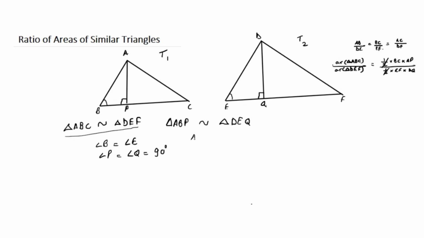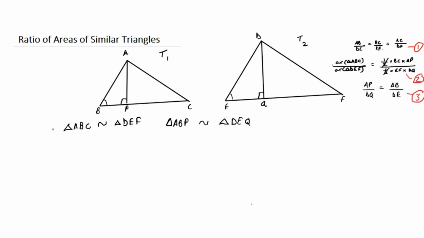which also brings us to the relation that AP, which is the height of the first triangle, over DQ, which is the height of the second triangle, will be equal to AB, which is one of the sides of the first triangle, over DE, which is one of the sides of the second triangle. I would need this also later on, so let me take this also up there. Now coming back to the top, let me write this as equation number 1, this as equation number 2, and this as equation number 3.